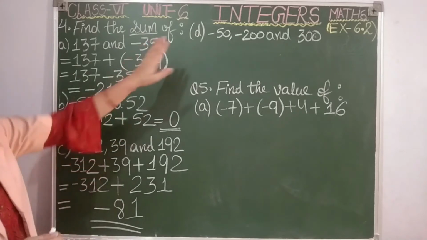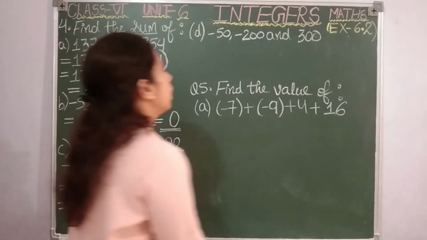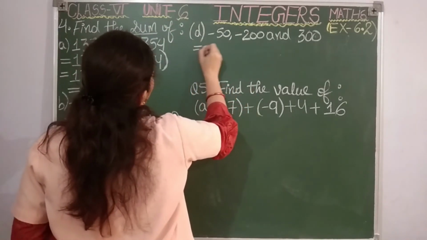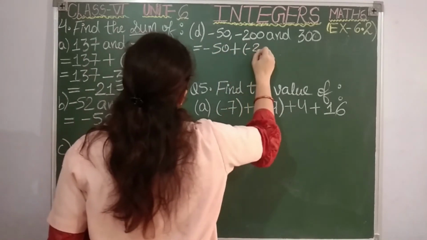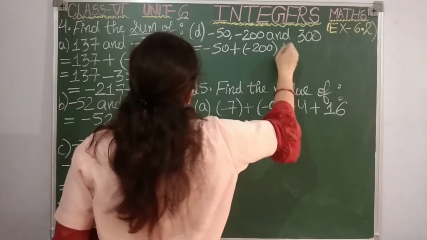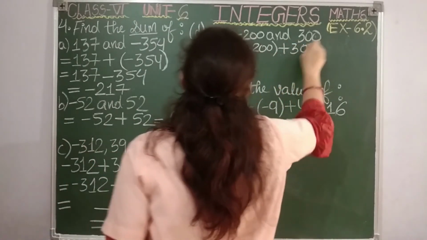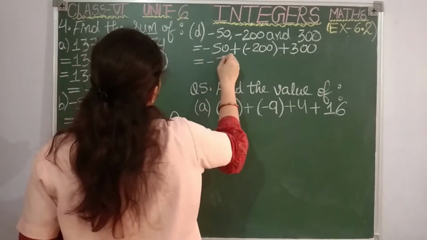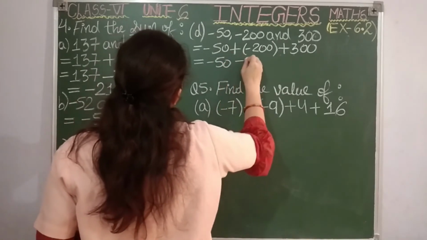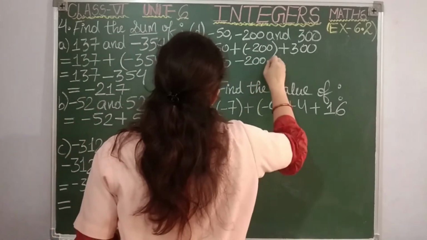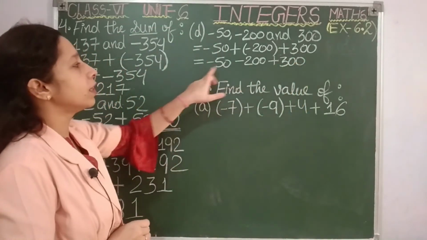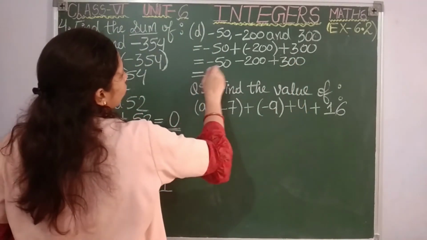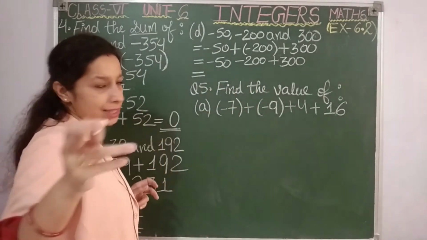Clear, students? Let us add point number D also. So in place of comma I will write plus. And as it is minus 200, a negative integer, I will keep it in bracket, plus 300. Now remove the bracket. First step is to remove the bracket. Plus minus, minus 200, then plus 300. Now I am finding it easier to solve these two first. Reason, both are negative integers, so minus minus plus.